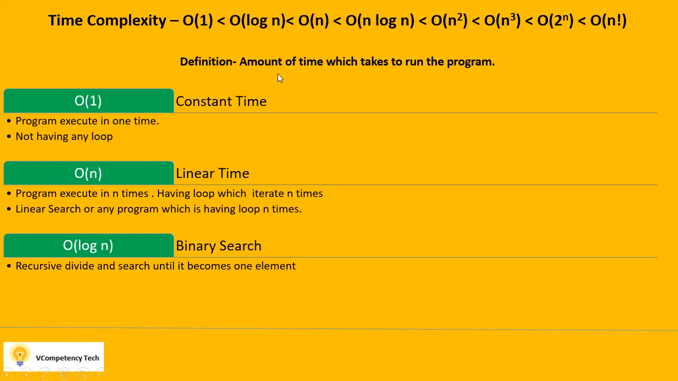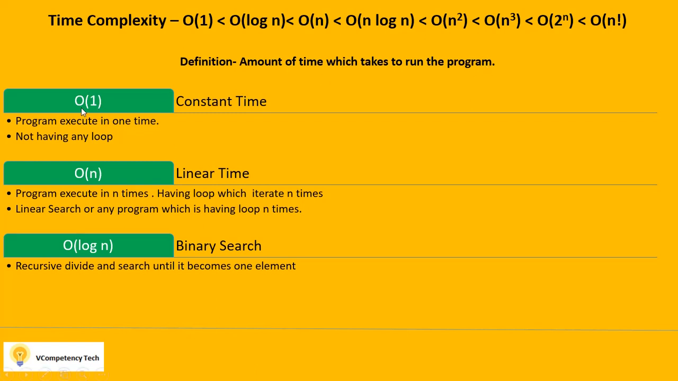Just keep in your mind that the amount of time it takes to run the program is the time complexity. We can say in easy words that the number of times your program runs to give the expected result is called the time complexity.